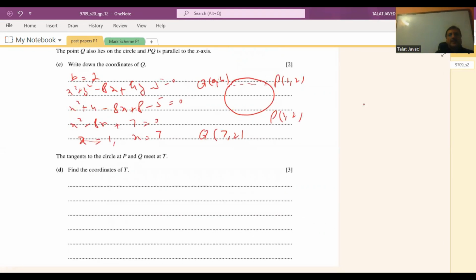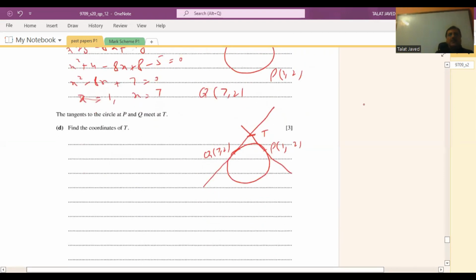So now the tangents at P and Q. This is the point P, whose coordinates are (1, 2), and we have found the coordinates of Q are (7, 2). The tangents at P and Q intersect at a point. To find it, we have the equation of the tangent at P, which is 4y equal to 3x plus 5. Now we need to find the equation of the tangent at Q.